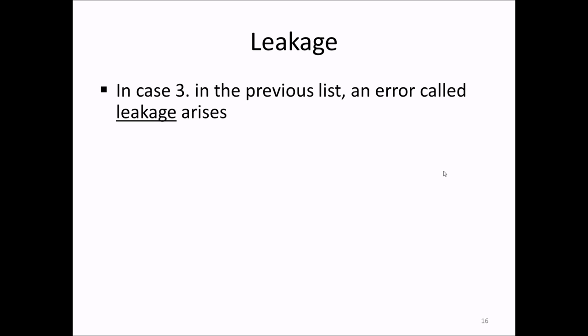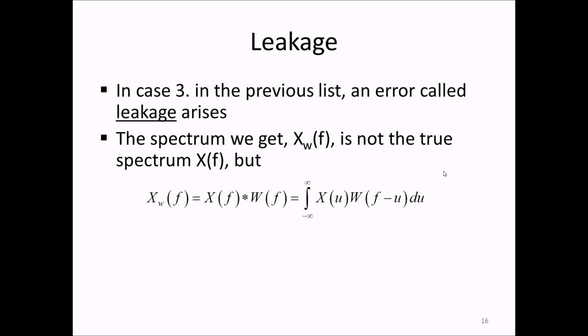As we said earlier, the error that occurs in case 3 in the previous slide is called leakage. So the spectrum, which we can call X sub w, the windowed spectrum, is not the correct spectrum. Rather, the spectrum is the convolution of the true spectrum X of f and a window function W of f, where the window so far in our description here is the boxcar due to the truncation of the time signal, as we indicated earlier.